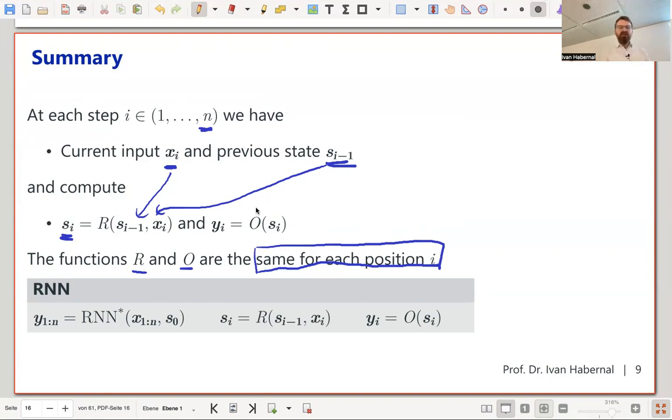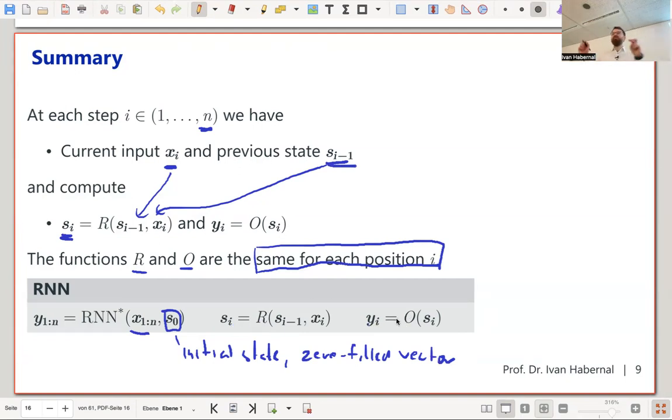All right, so here's a summary. What we have is a sequence of inputs, and S0 was the initial state, which is a zero-filled vector. I guess I had it on some previous slide anyway. So it gives us a sequence of output vectors, and at each point i, we're computing the current state, and we're computing the current output. So this is the abstraction of the machine we want to build.